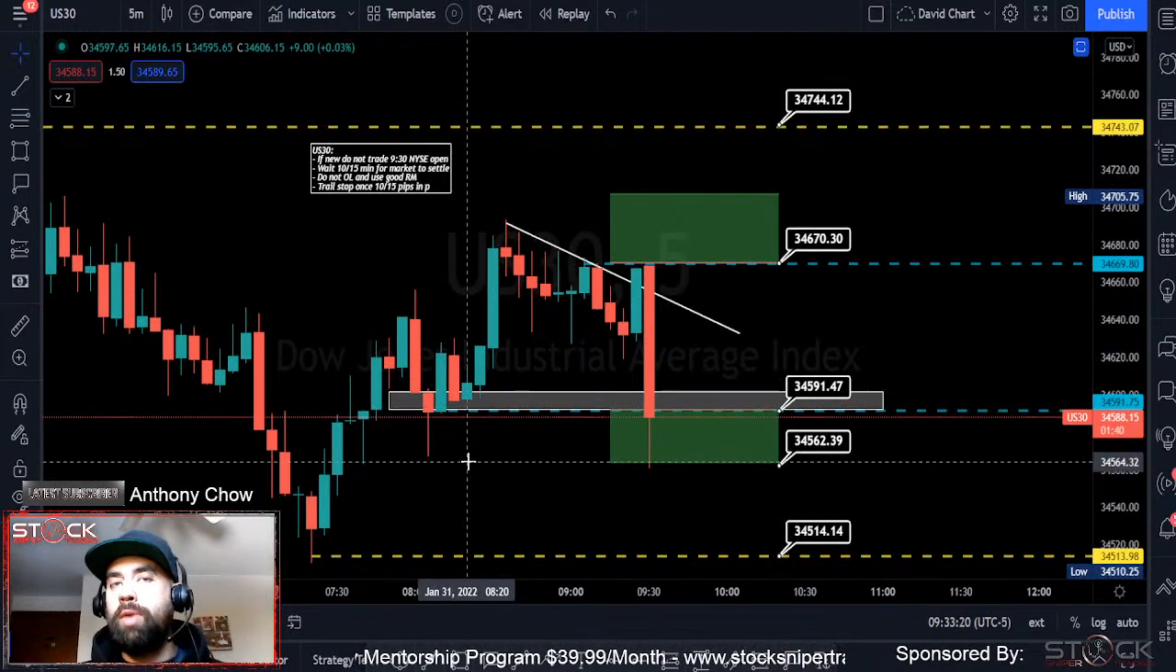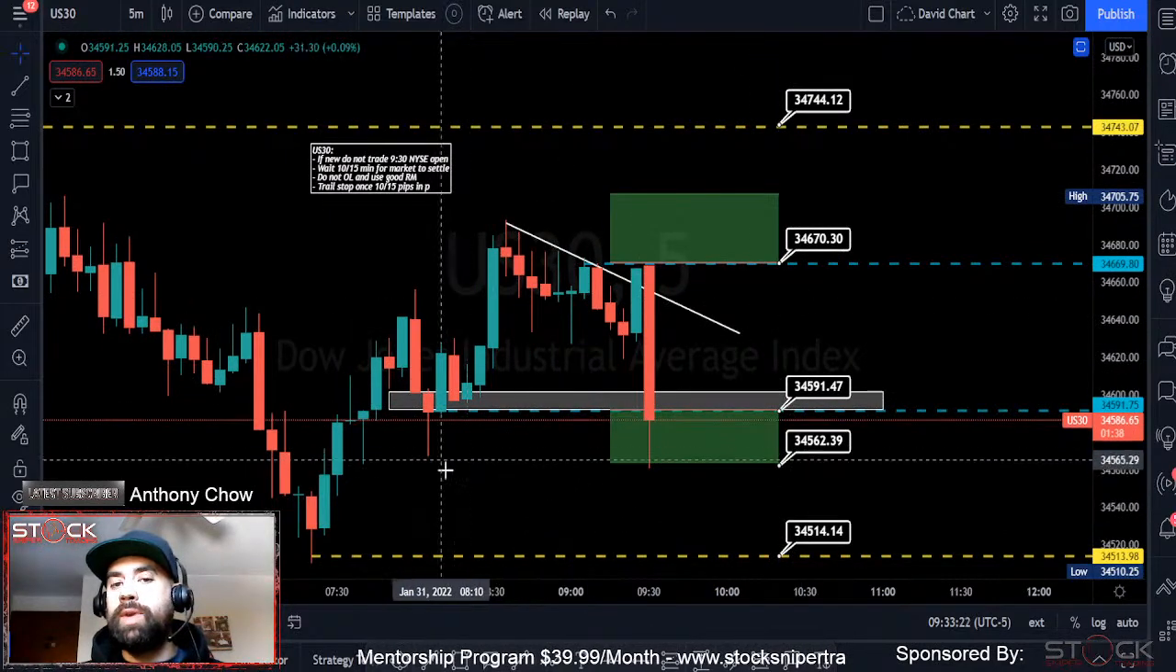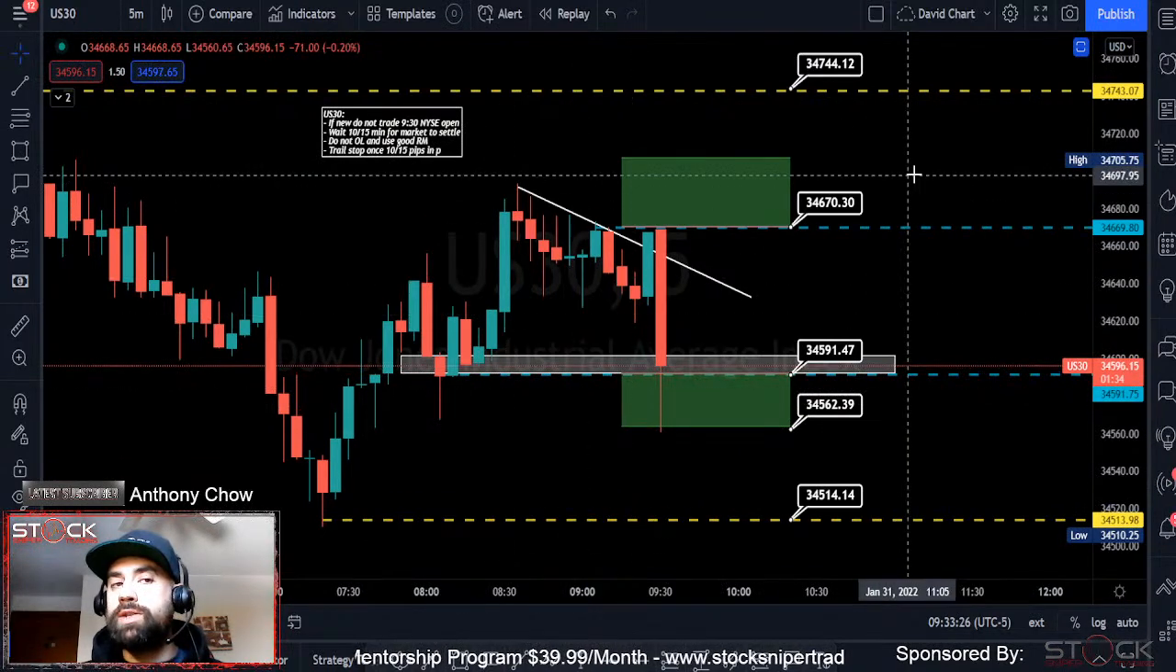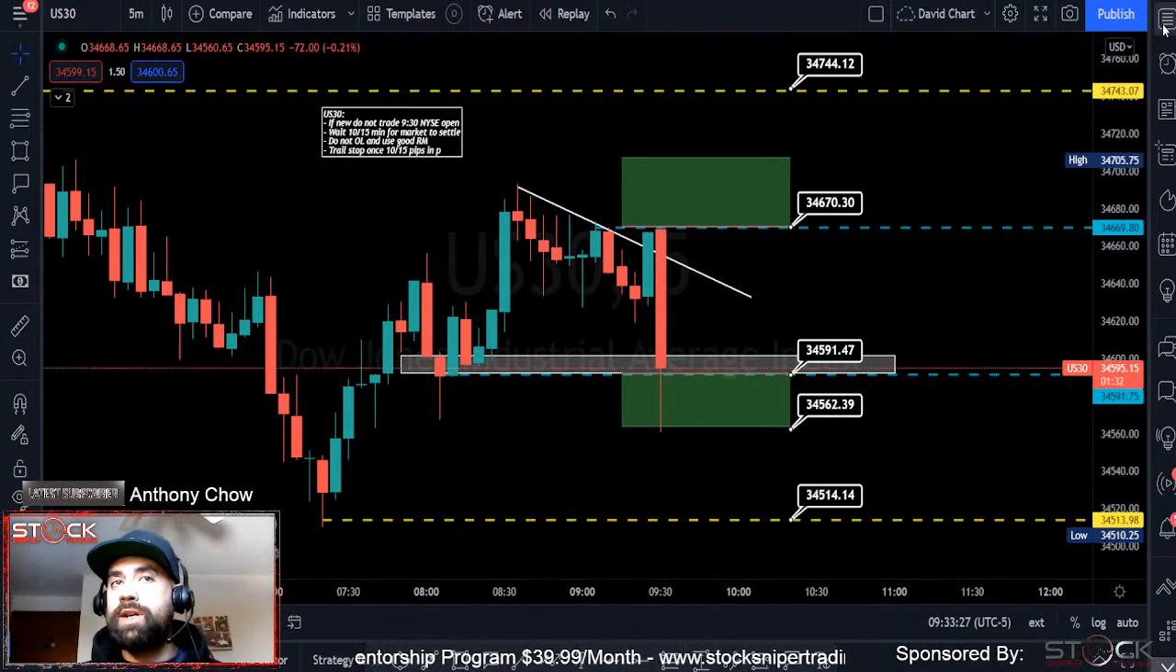I don't like how there's a lot of bottom wick here, okay? I don't like how there's a lot of bottom wick. If price just wants to continue, guys, let it do its thing, okay? So that's US 30. Let's go check out Nasdaq real quick.